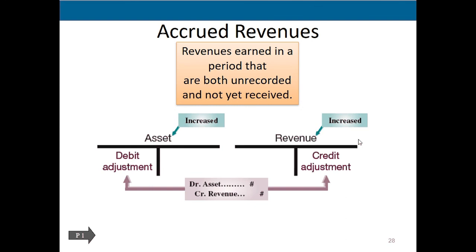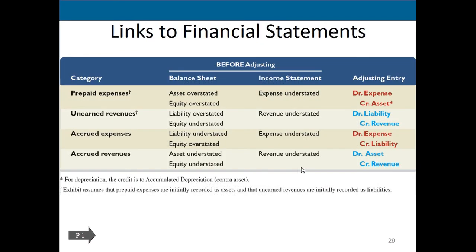Accrued revenue, that's the accounts receivable. My customers owe me money, right? What happens with accrued revenues? Accounts receivable gets debited. We already know how to do this. And the revenue gets credited until I get paid. It's just another way to talk about it. This one just kind of links it to the financial statement.